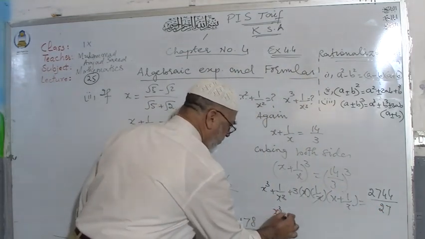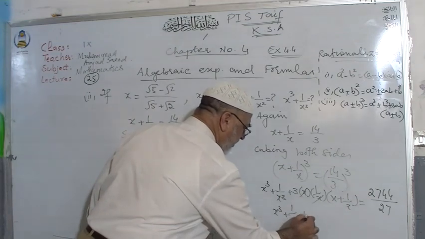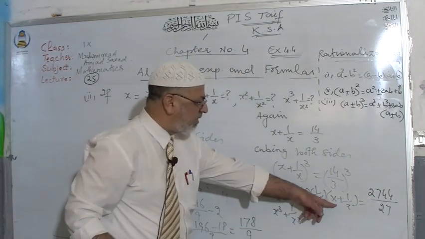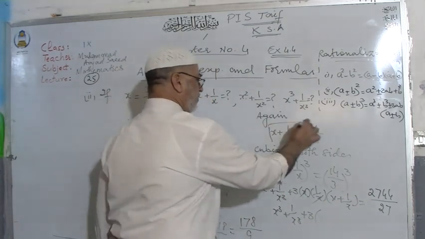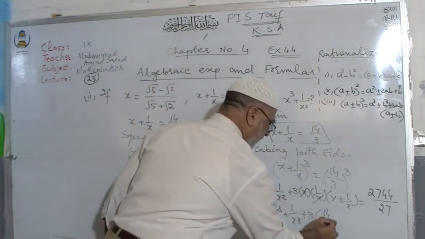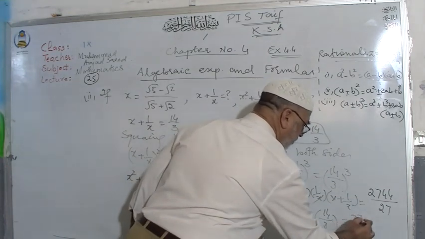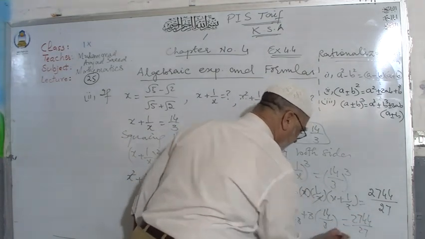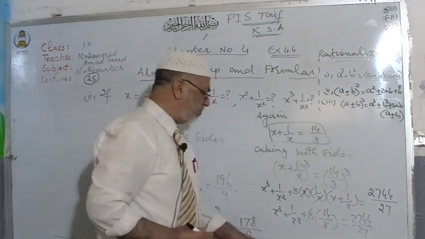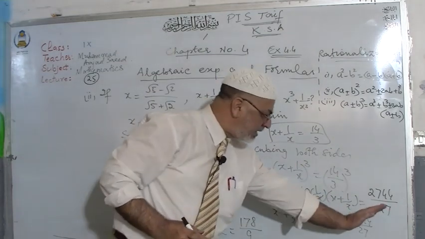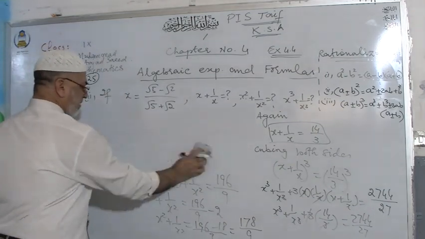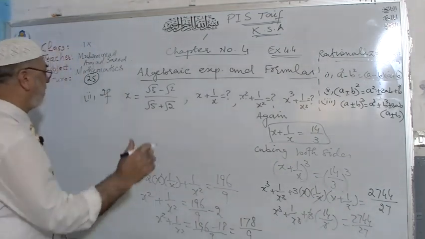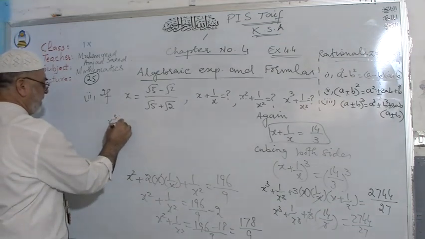Here x cube plus 1 over x cube plus 3 into, what about the value of x plus 1 over x? This is 14 over 3. 14 over 3 is equal to 2744 over 27. 3 cancelled out. Bring this 14 to the right hand side and simplify. Then we will find the last answer in this way.